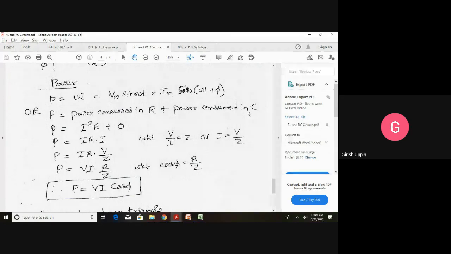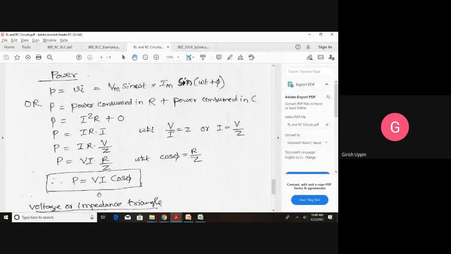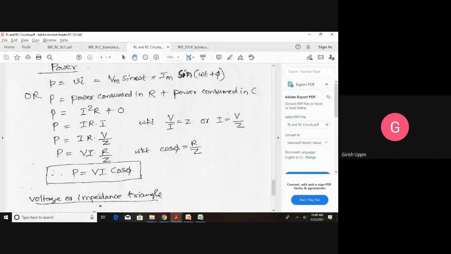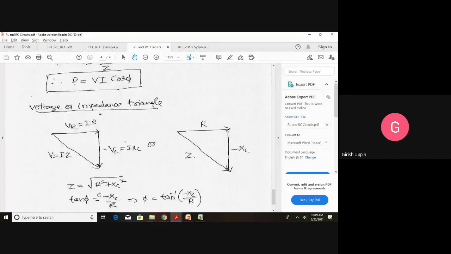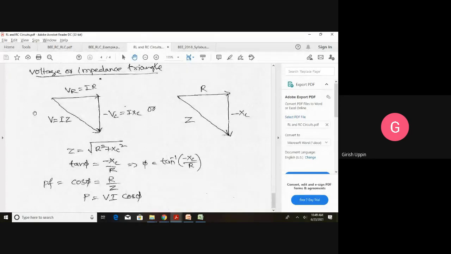Rewriting this, we get the power equation as P is equal to VI cos phi. Now, if you remember this voltage impedance triangle, this side is VR, that is I into R, and this angle is phi, the phase angle, and this is minus VC, that is I into XC, and this is the applied voltage V, equal to I into Z.